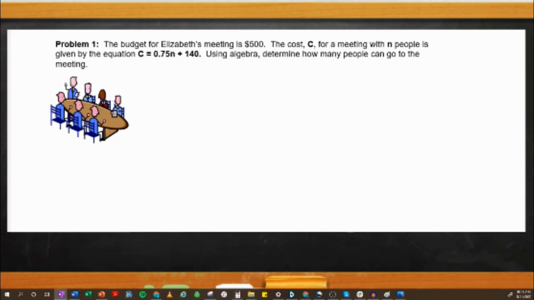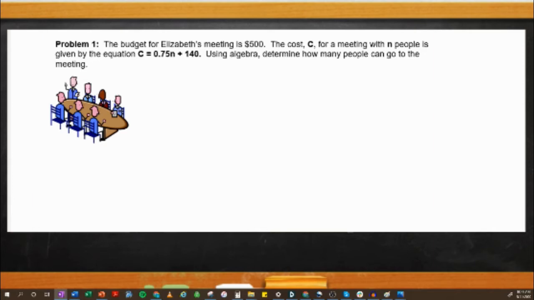When you have a problem like this, you're given an equation and you're given a value to work with. What you need to do is substitute the value you've been given into the equation and solve using algebra. The key is figuring out which value you've been given.